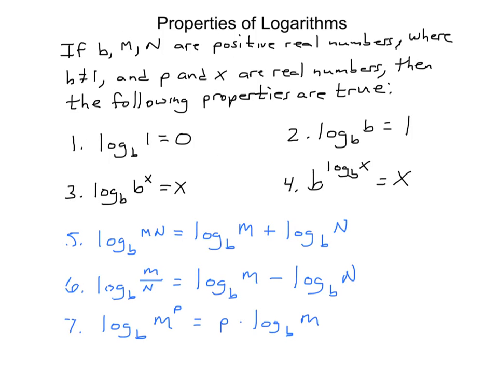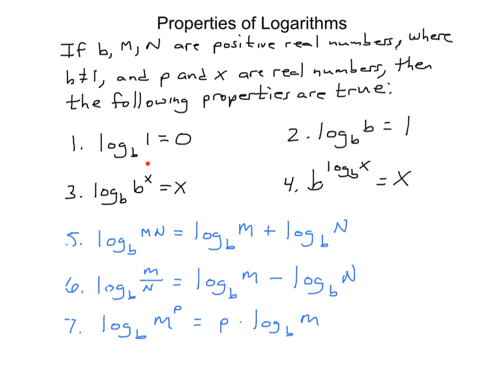Now let's look at the properties of logs. We're going to have b, m, n be positive real numbers, where b does not equal 1, and p and x are going to be just any real numbers. Then the following properties are going to be true.